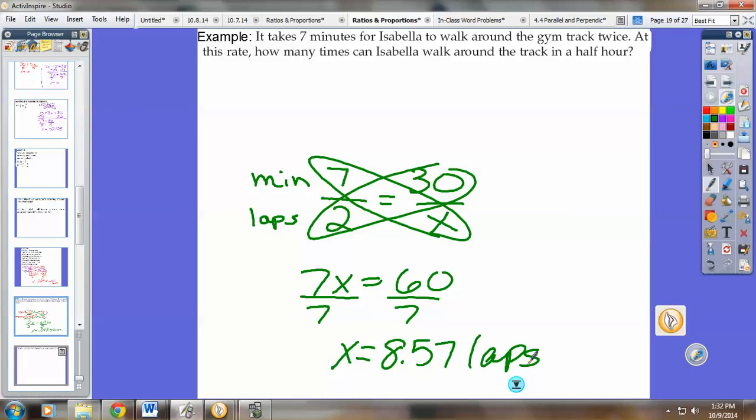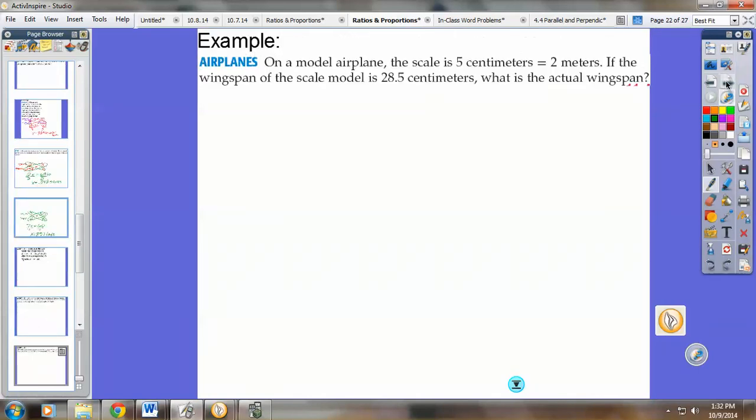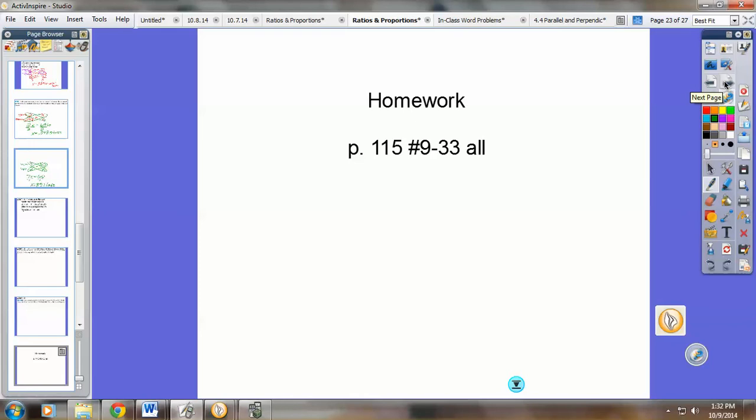Alright, I am going to stop here. I know there's a few things we didn't get to, but that's okay. We've got 3 really good ones that we went through. You do have some problems out of your book to try. It's on page 115, 9 through 33 all.